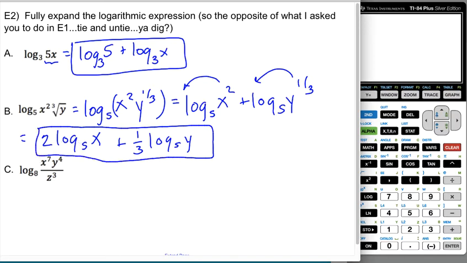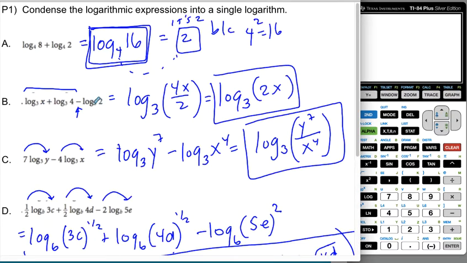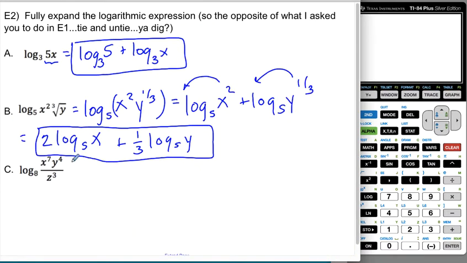One thing to note here, and I think it's probably been pretty obvious in these examples, all the logs have to be the same base. So if you go back to these, all of these are base 3, all of these are base 4, all of these are base 3. The rules only work if the logs have the same base.